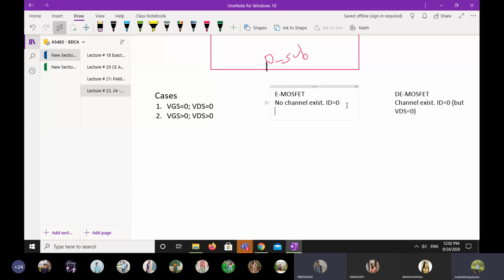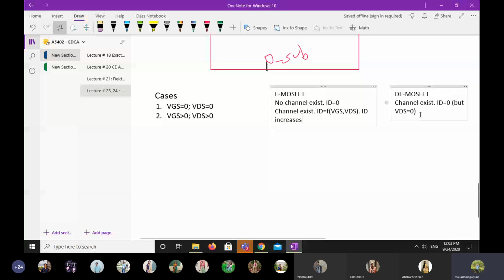Channel exists. Then what about the drain current? ID is enhanced by VGS and VDS. ID is a function of VGS and VDS. Yeah, very good. Both are increasing, so ID also increases. Okay, fine. Now come here.